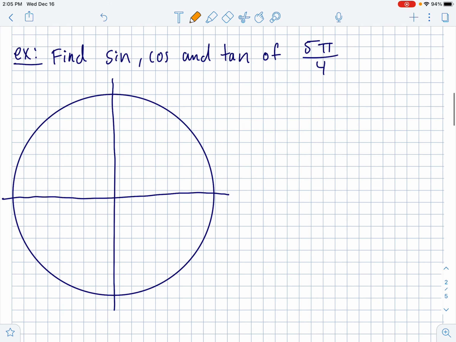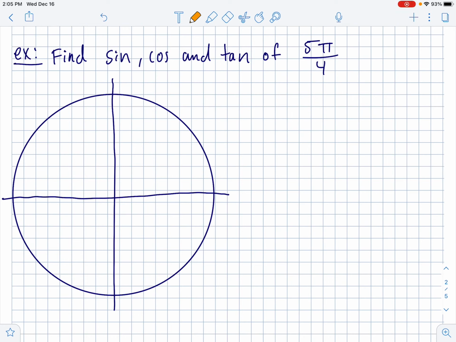Next one, find sine, cosine, and tangent of 5 pi over 4. For any problem like this, I always draw a fresh unit circle. I know that in some classes, you may have had a master sheet next to you where you fill out every single spot and then keep that by your side. I don't think you guys need that. I think that you just need your special right triangles and knowledge of the unit circle.